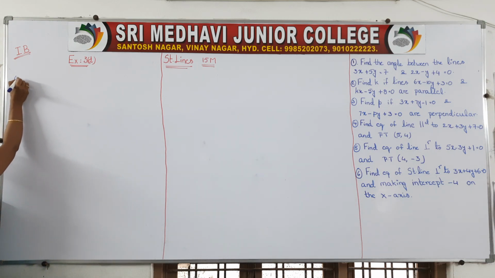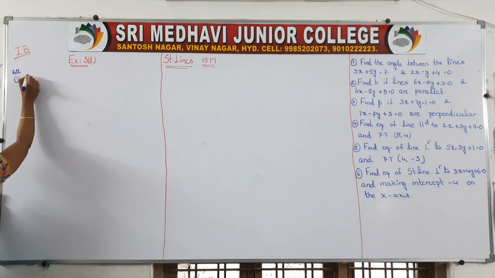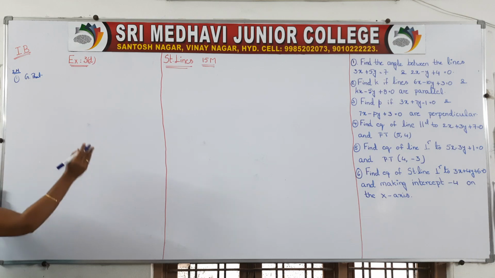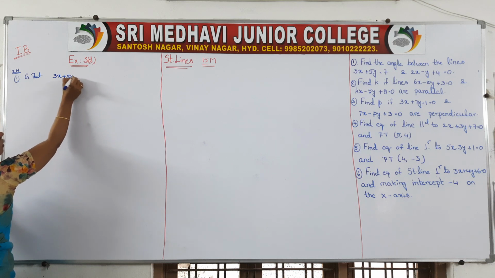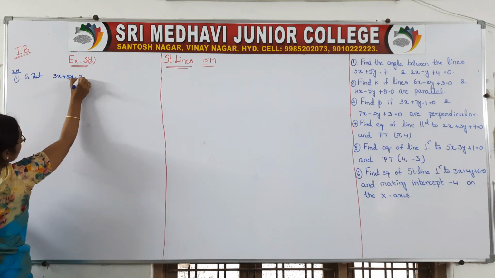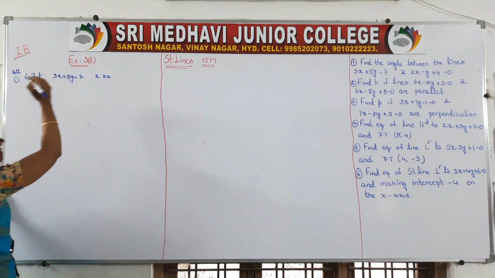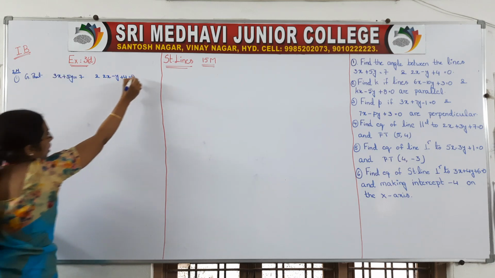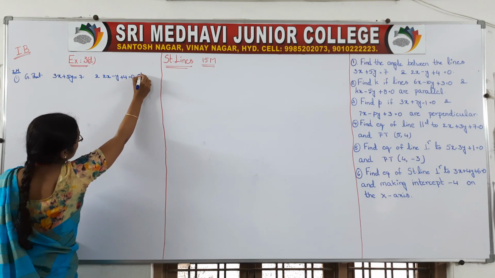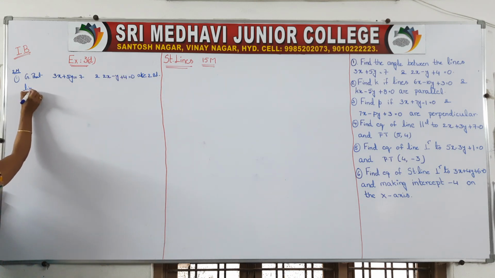So come to the first question. It is a 2 marks question. Find the angle between the 2 straight lines. The given straight line equations are: first one, 3x plus 5y is equal to 7, and 2x minus y plus 4 is equal to 0. These are the given lines.